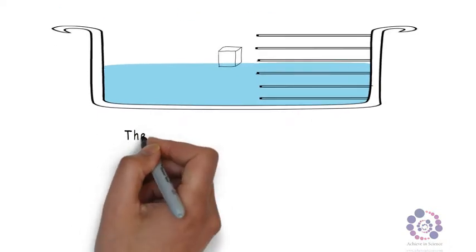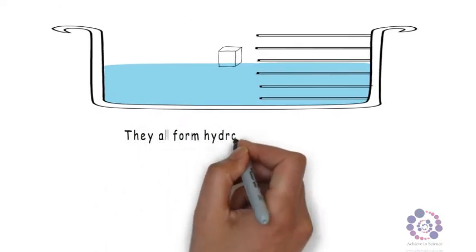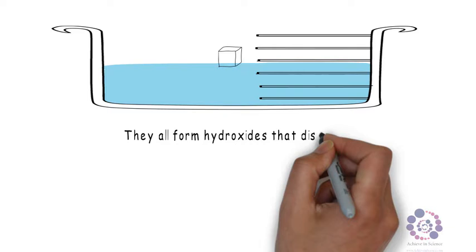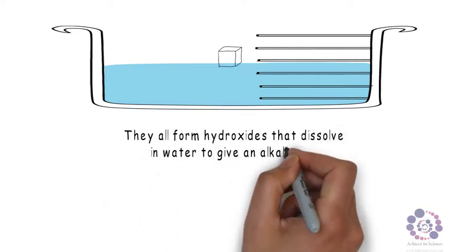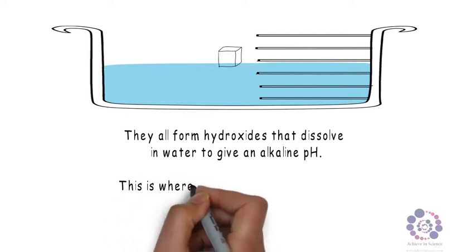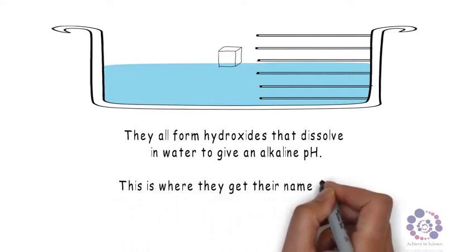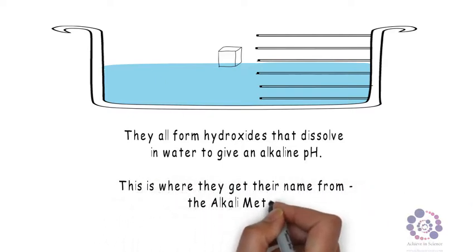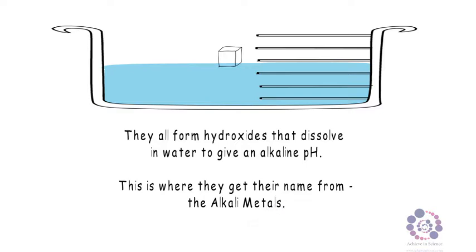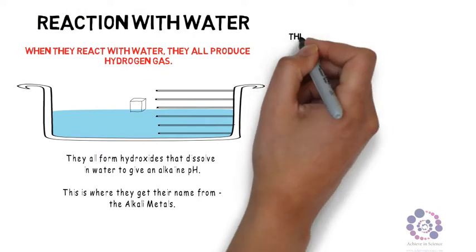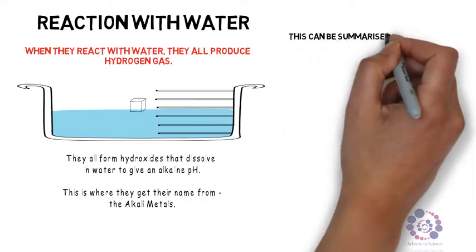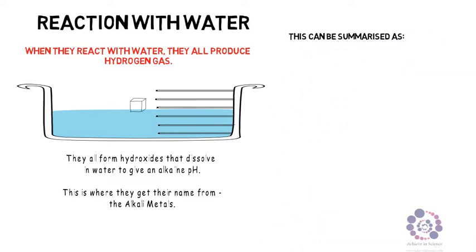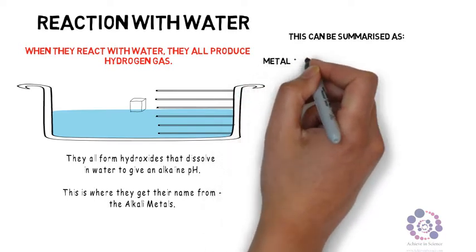They all form hydroxides that dissolve in water to make the water appear alkaline. So if we add some universal indicator solution, we can observe that there is a change in colour. This is where they get their name from, the alkali metals. In summary, this can be summarised using a word equation, where we have a metal plus water produces a metal hydroxide plus hydrogen gas.